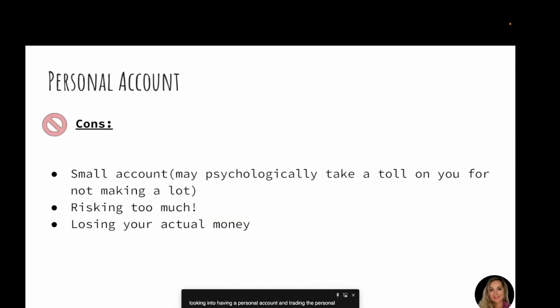As for the cons that come along with a personal account, there's not too many of them, but the ones that exist are big. Like, they're big boys. The first con is that you typically are starting with a smaller account, which can be hard mentally to deal with when you're making very small profits. Like, if you're only making $1 or $2 at a time, a lot of people struggle with that, especially if you're comparing yourselves. Please try not to compare yourselves. Again, easier said than done, but your journey is very different than someone else's.